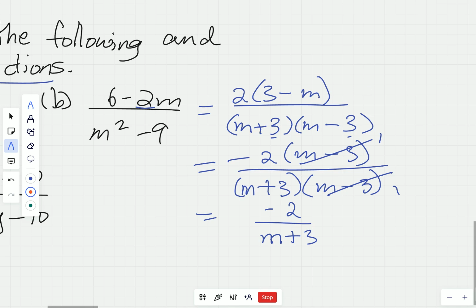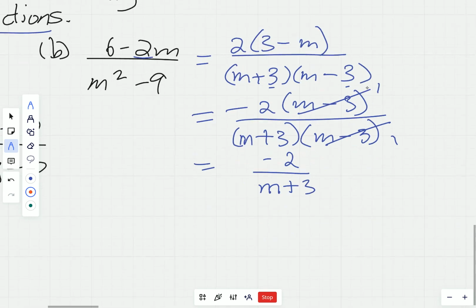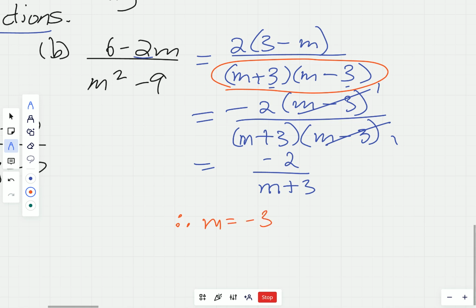Now let's look at our restrictions. So again, our restrictions are when the denominator equals 0. So in this case, when is our denominator equal to 0? So our denominator factors out to m plus 3 times m minus 3. Okay. And when does that equal 0? When m equals negative 3 or positive 3. So these are our restrictions.